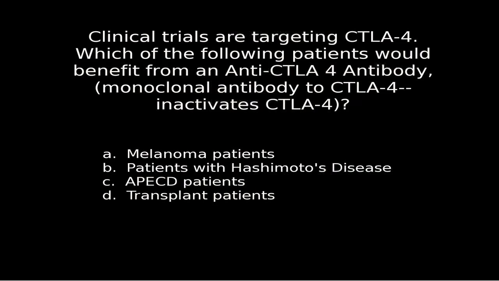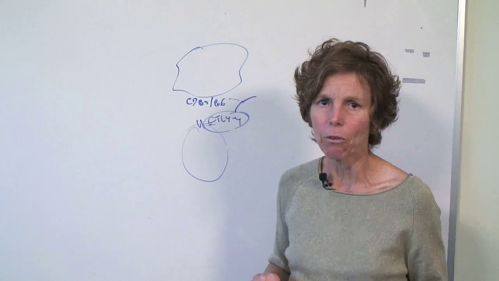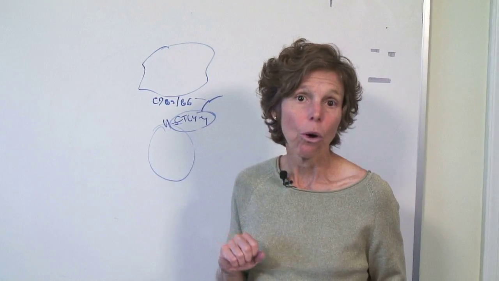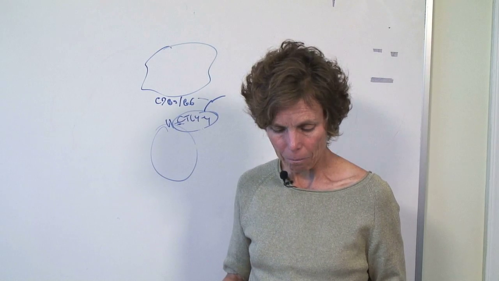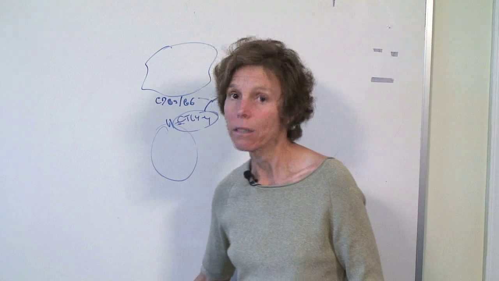D, transplant patients. Similarly, a lot of transplant rejection, we're going to get to that section in a moment, but transplant rejection can be cell-mediated. So again, you want more regulation of that cell-mediated response because otherwise you can just attack that new organ and therefore reject the transplant. So in this particular case, the answer is going to be A, melanoma patients, because yes, in fact, you would want to suppress the suppressor.